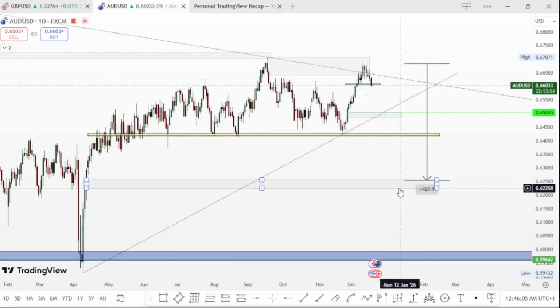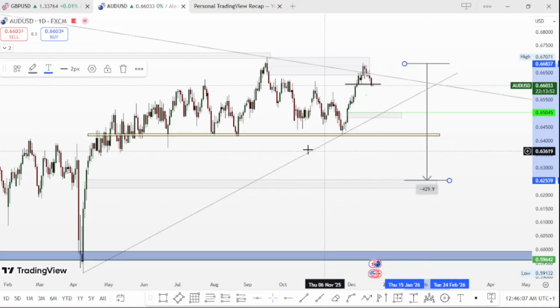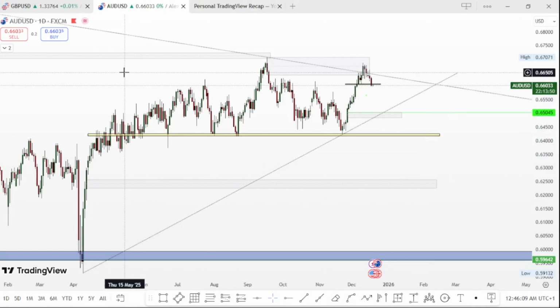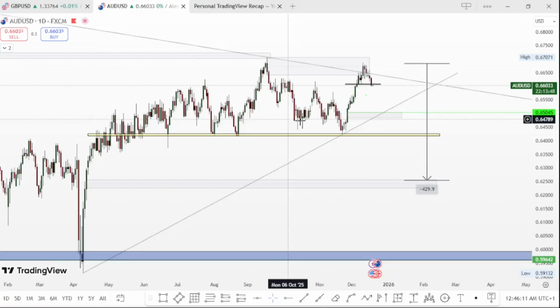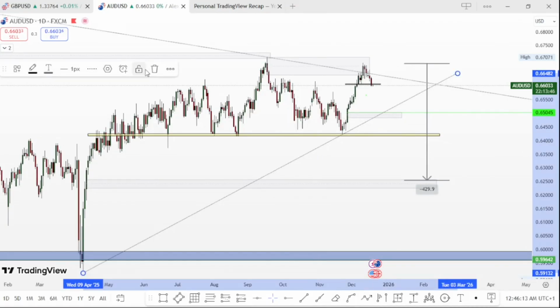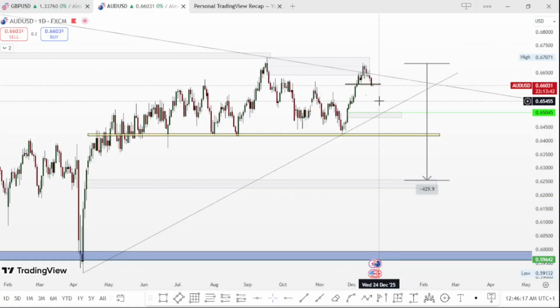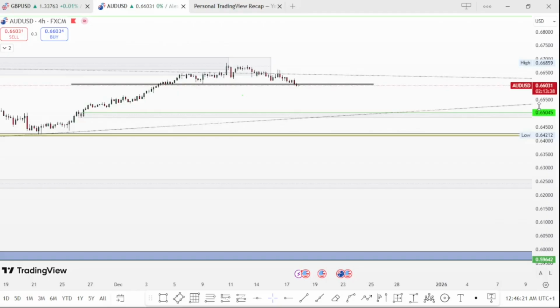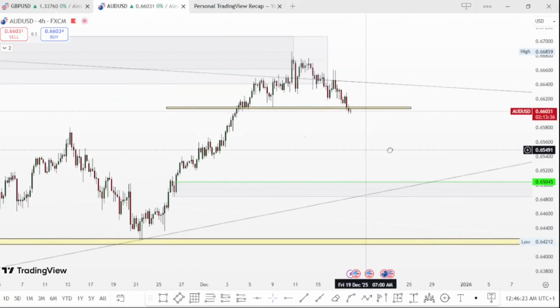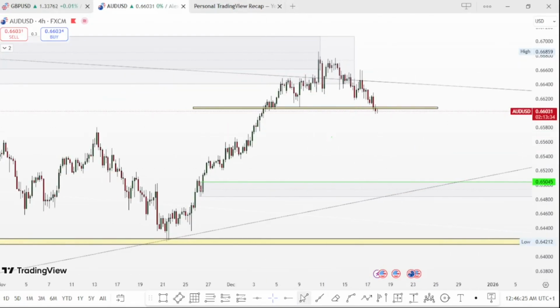Anything after this guy is just extra. You know what I'm saying? So that's that. If price gets there, we're good to go. We'll drop. On the 4-hour charts, AUDUSD has cleared everything that's pointing up to the upside.